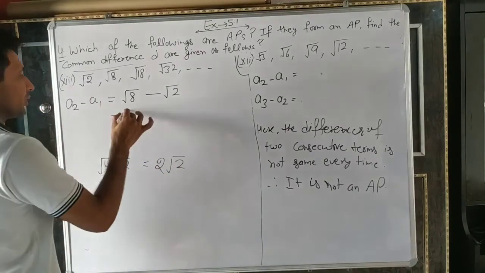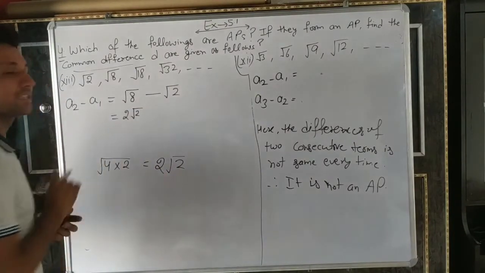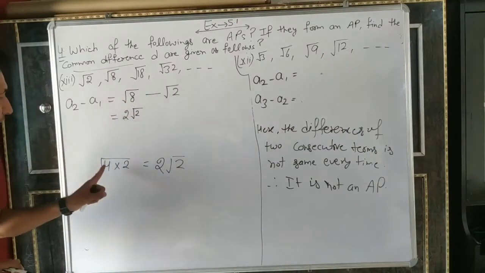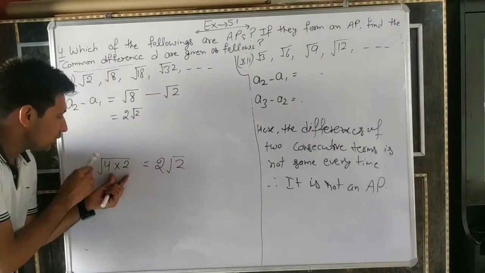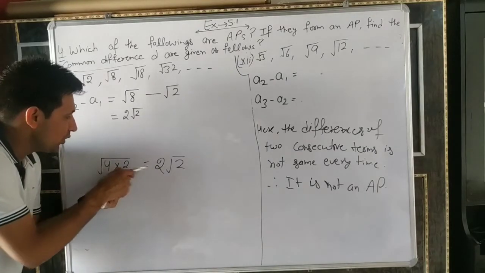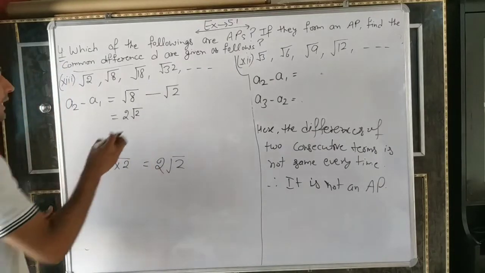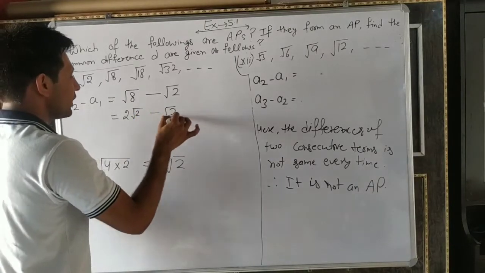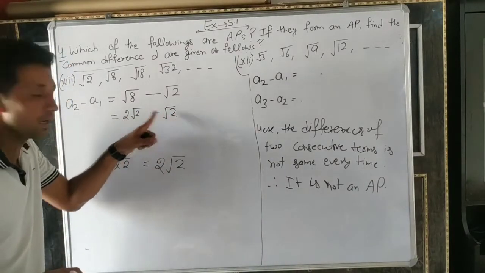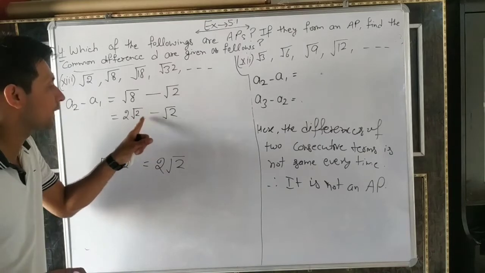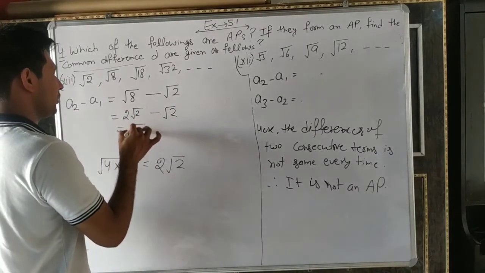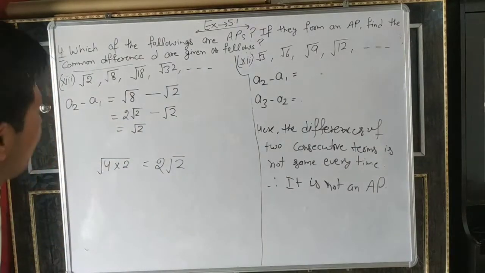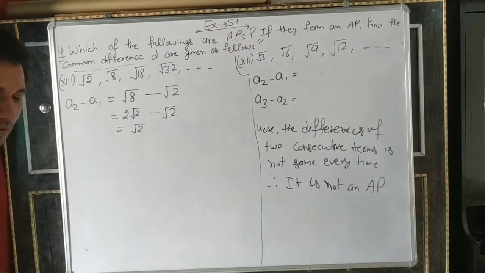Root 8 means 2 into root 2. Understand why? Because 8 means 4 into 2, both under the root. The square root of 4 is 2, and root 2 stays under the root. Minus root 2. Now 2 and its power is 1 by 2, so 2x minus 1x becomes root 2. Understand here?